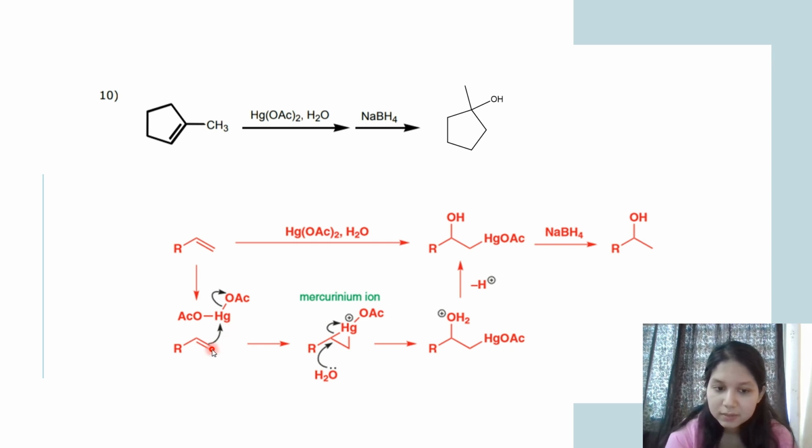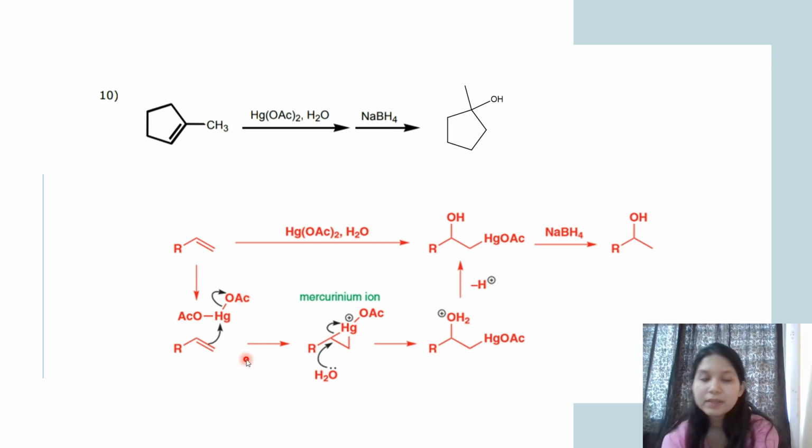and after attacking, it will form this mercurinium ion. Because although this double bond is leaving its electron pair to mercury, this acetate ion is now being knocked out.